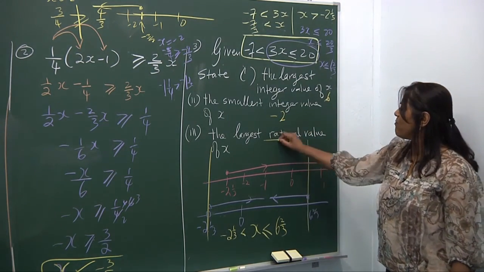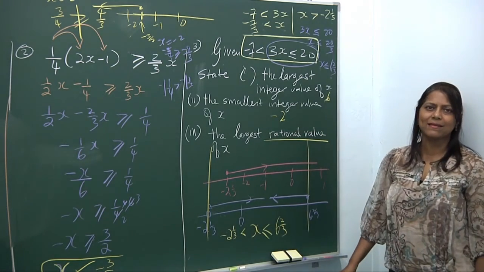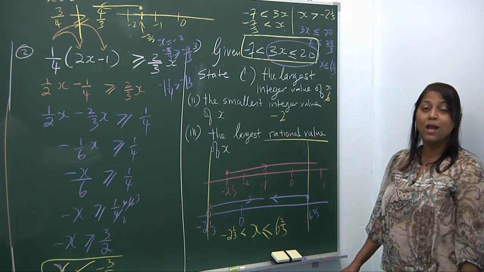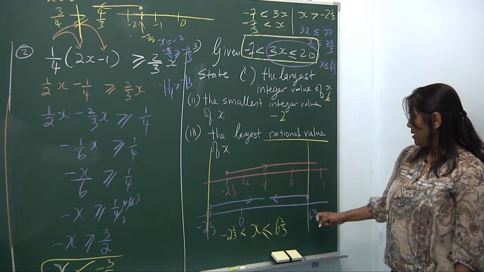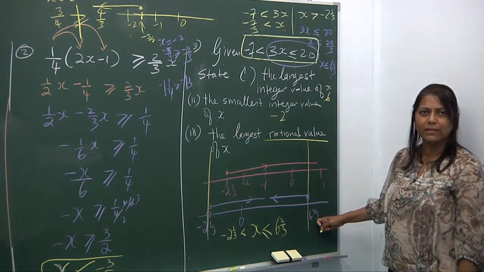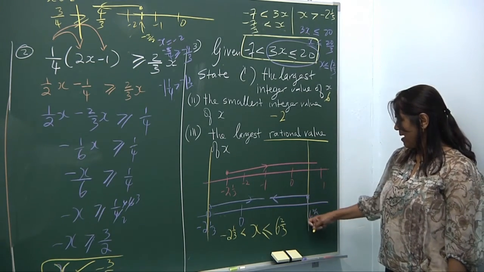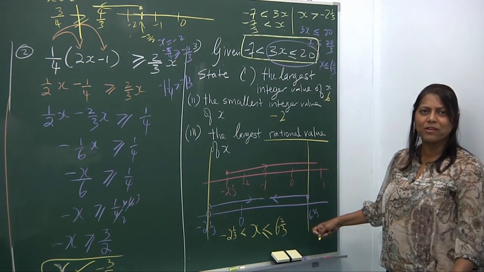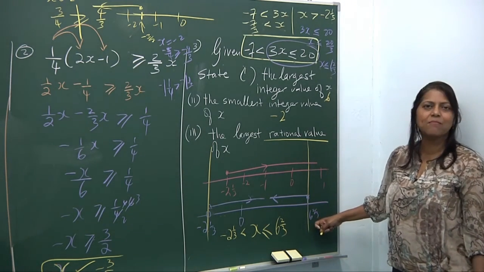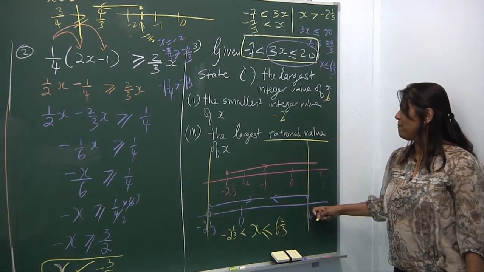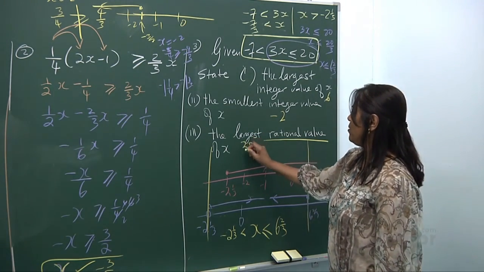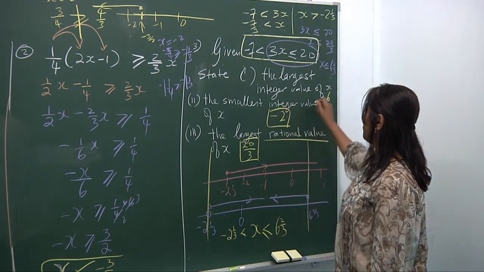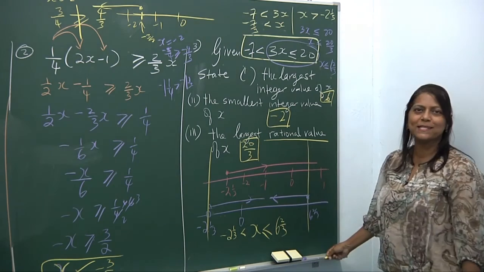And the largest rational value of x. Rational means a number that can be expressed as A over B. So you look, this is included. So this is the largest. And the largest will be, change it to an improper fraction, A over B. 6 times 3, 18. 18 plus 2, it will be 20 over 3. That's the answer for this. We've got these answers for these sums.